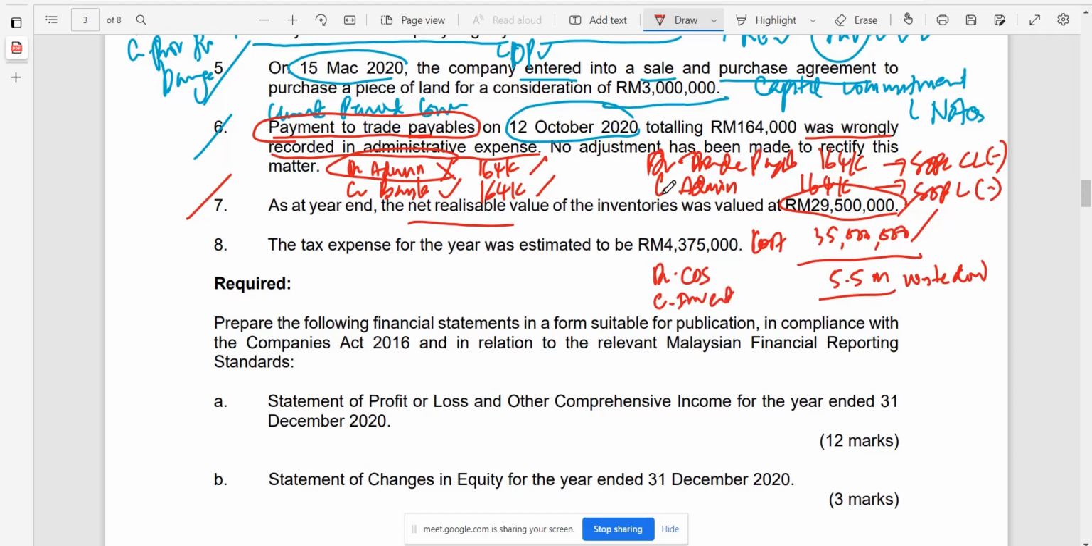With how much? 5.5 million. Do go and adjust that in the SOPL and also in the statement of financial position under your current asset. Last item is the tax expense.